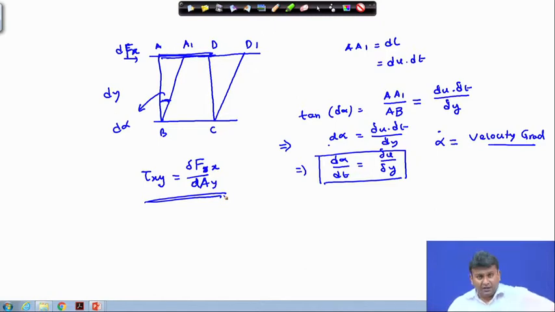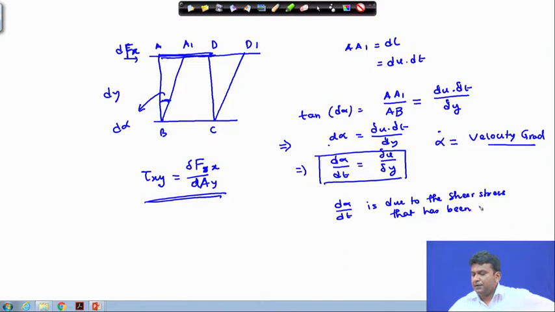Now, what we can argue is that this angular deformation has occurred only because of the fact that the shear stress was applied. This is very important. So, one can argue that this angular deformation is due to the shear stress that has been applied.